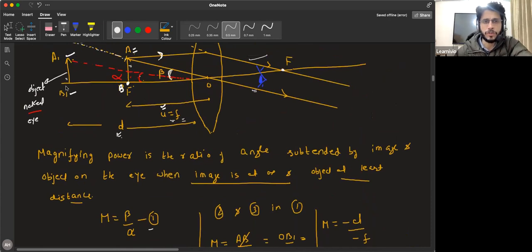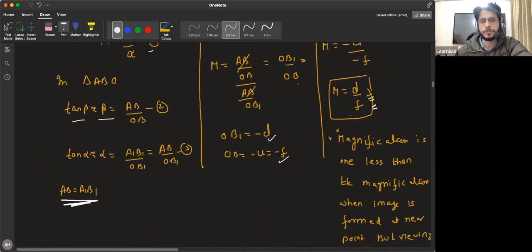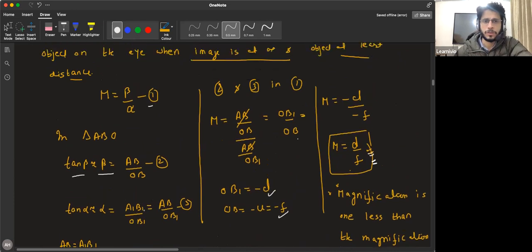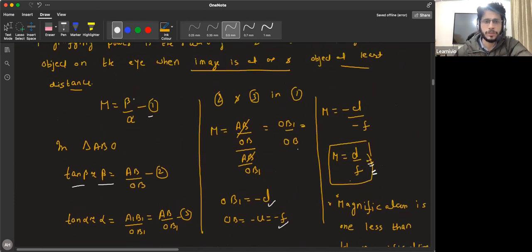For alpha, I'm using this triangle A1, B1, O. So your tan alpha will be A1B1 by OB1. A1B1 is the object, so I can write A1B1 as AB. So we can take the ratio: instead of this beta, I'm substituting this, instead of this alpha, I'm substituting this. When I take them, AB will cancel out, OB1 by OB. So what is OB1? That's minus D, OB minus U.